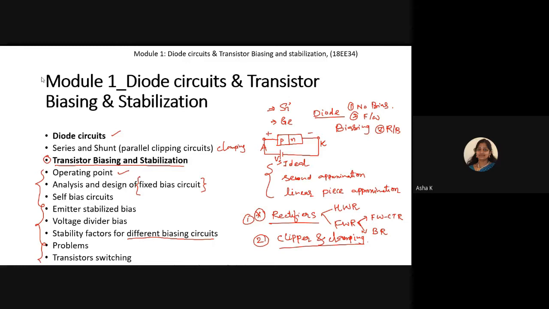We have here the operating point, analysis and design of fixed bias circuit, self bias circuit, emitter stabilized bias, voltage divider bias, stability factor for different biasing circuits, and also problems we'll discuss here, and transistor switching concepts.